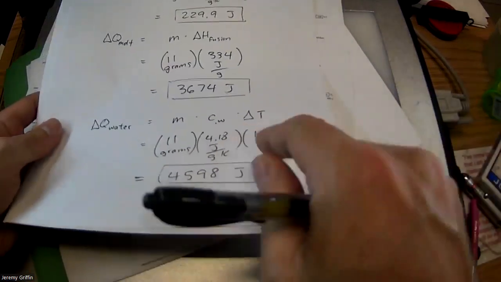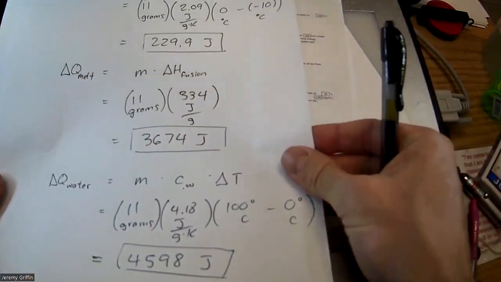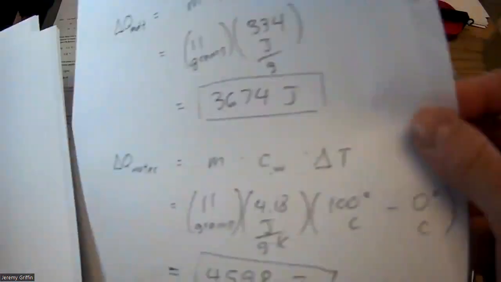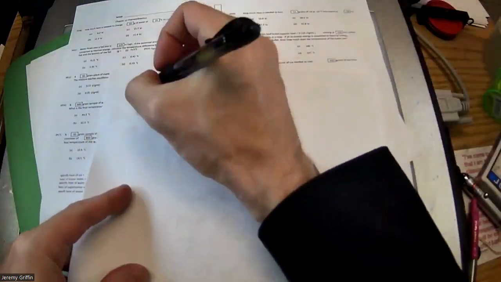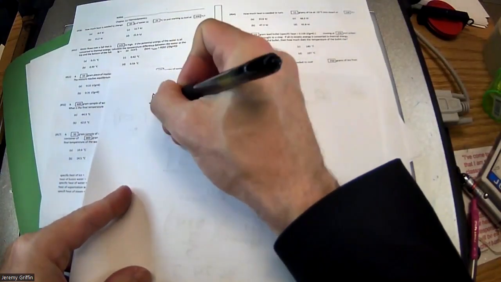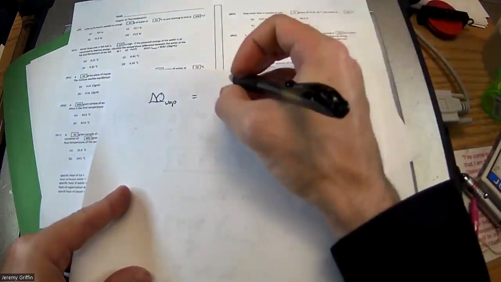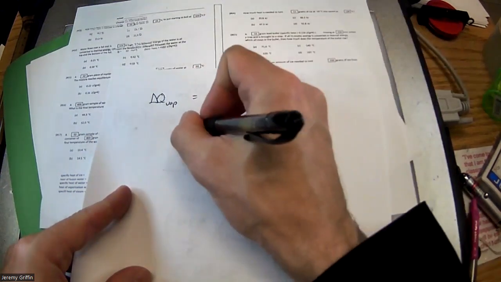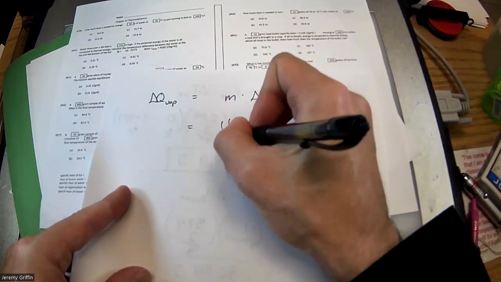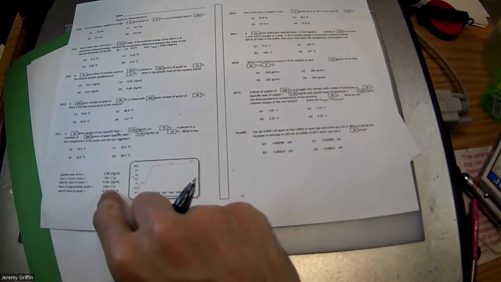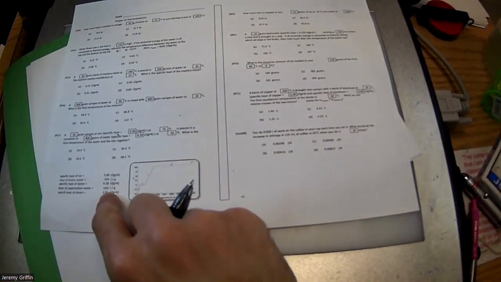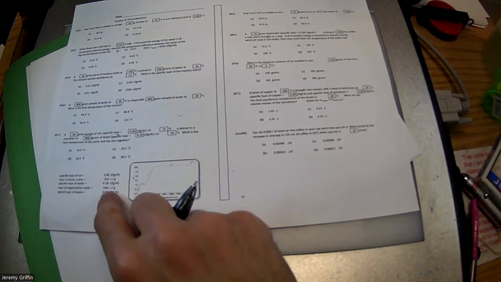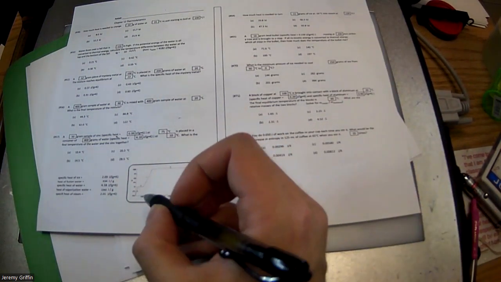Now it starts to boil, right? We've got to boil away that entire 11 grams. So that is the heat of vaporization. Delta Q vapor, to vaporize the entire thing, is mass times delta H vaporization. So it's still 11 grams, and the fourth number, in joules per gram. There's no temperature change there.